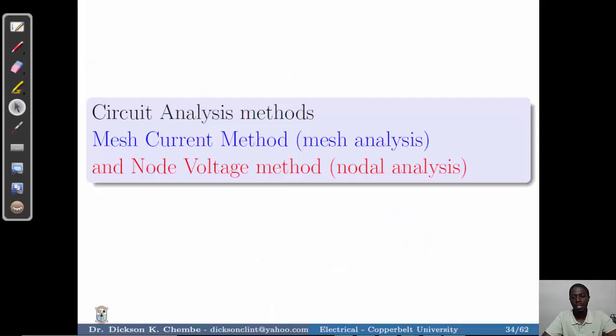I hope that the two examples that I've shown are good enough for you to understand how we use the mesh current method and how we apply it. I surely hope that this will help. And for the next video, I'm going to look at the node voltage method.